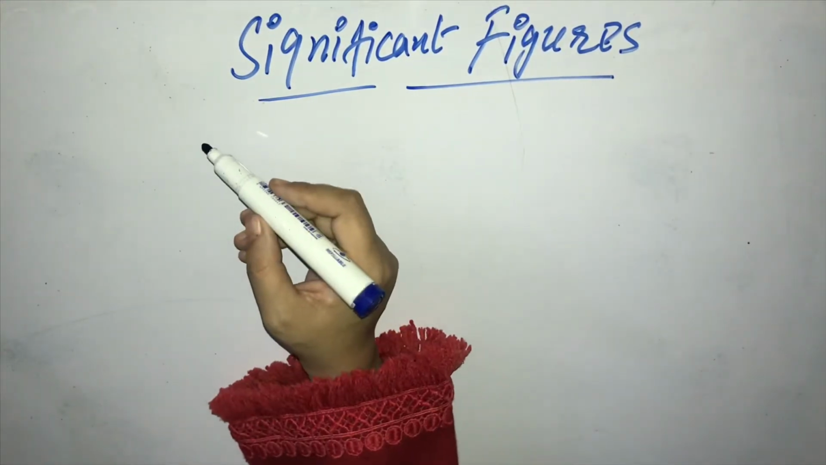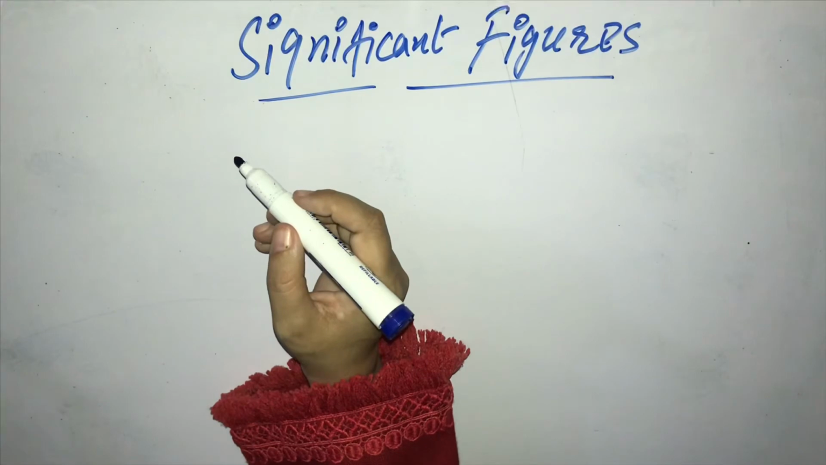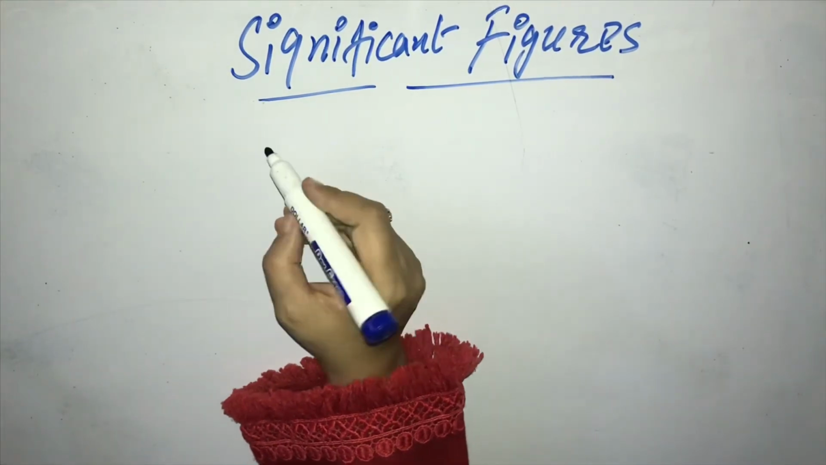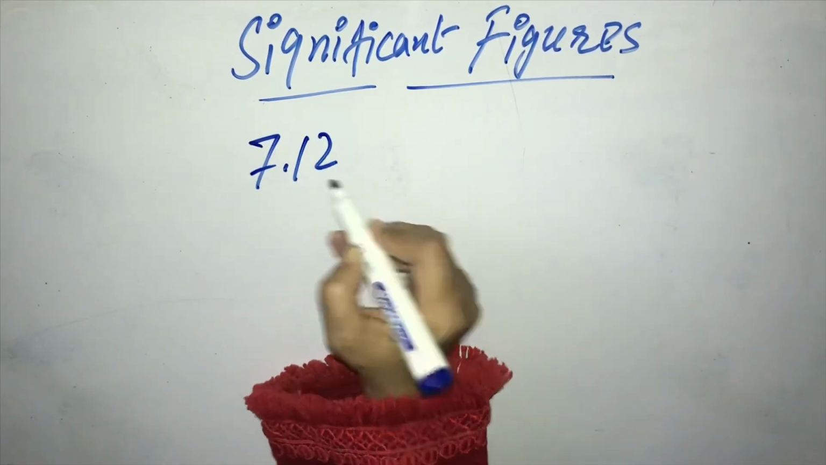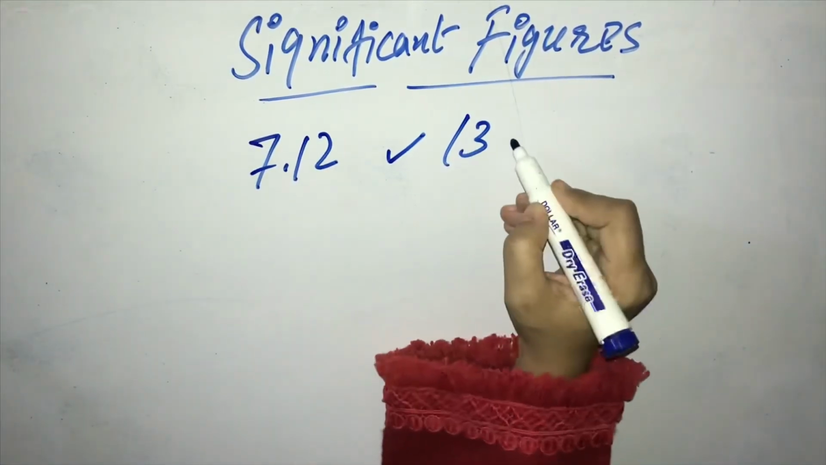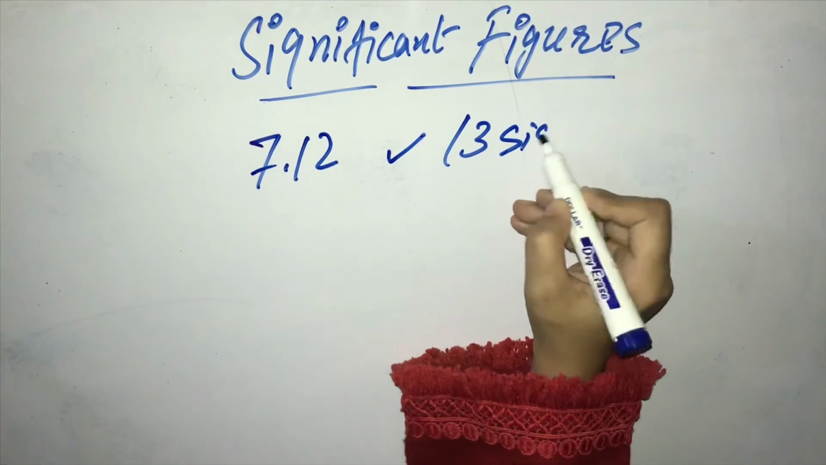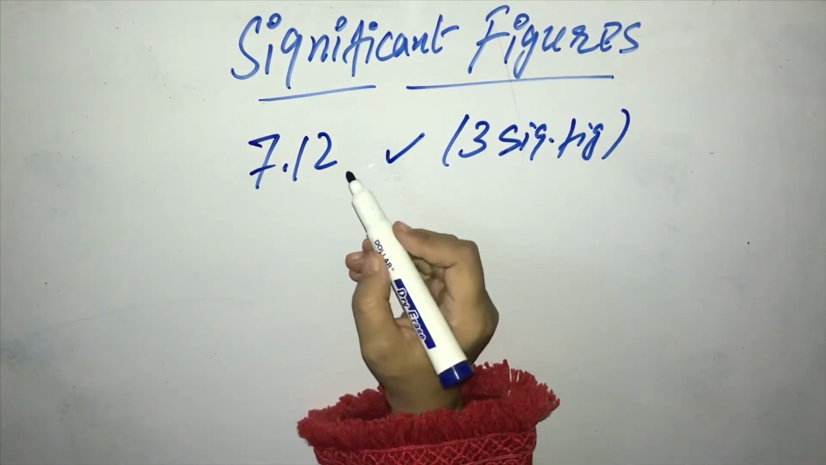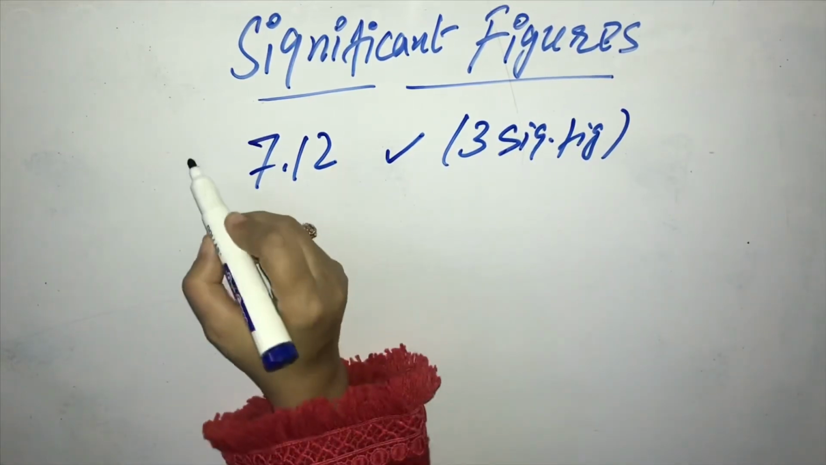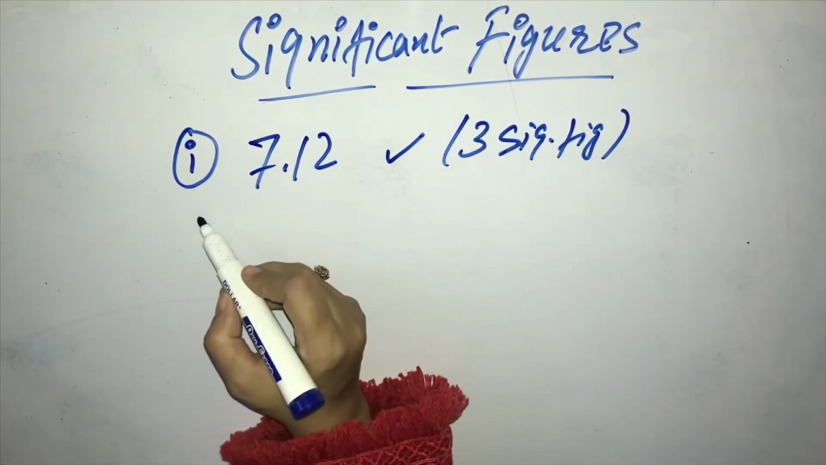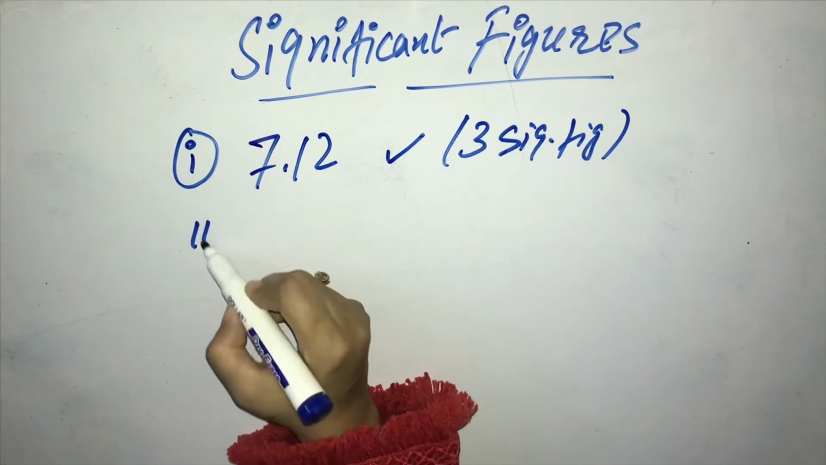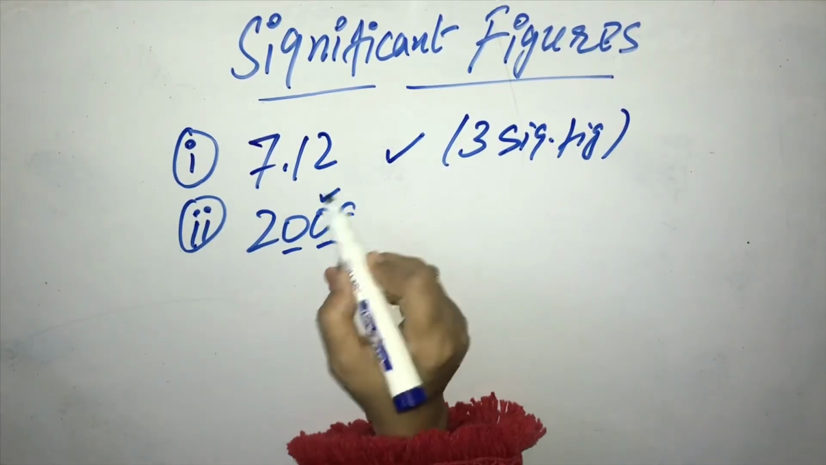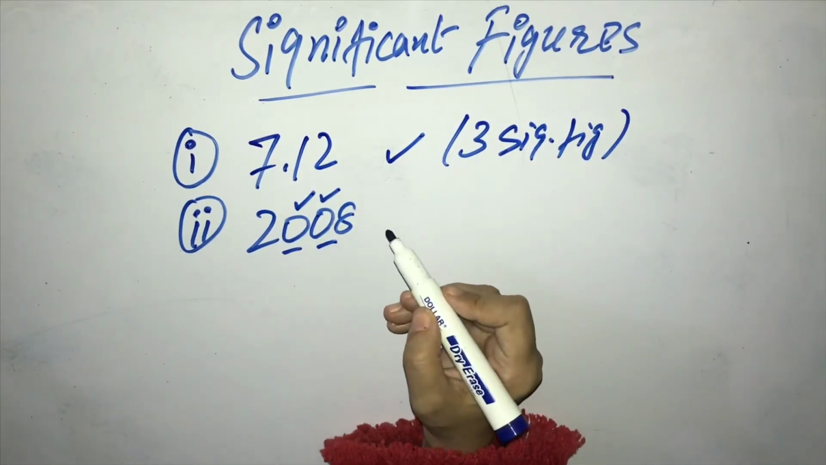A few more pieces of information about significant figures. All non-zero figures in a number are significant. Means if we have 7.12, it has 3 significant figures. Number 2: all zeros between the numbers. For example, if we write 2008, these 2 zeros are significant as they are between the numbers.